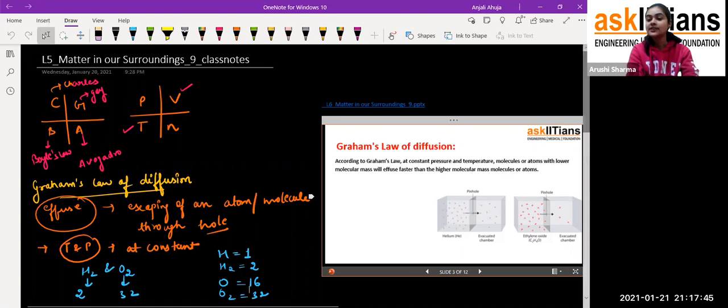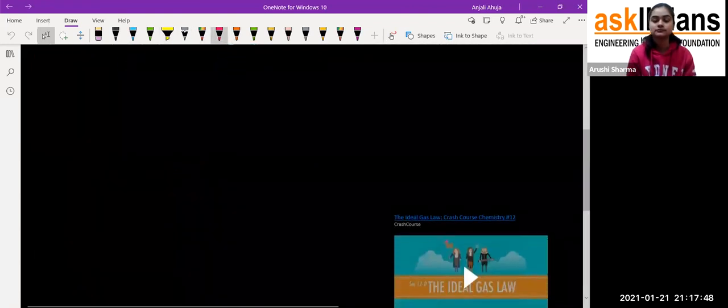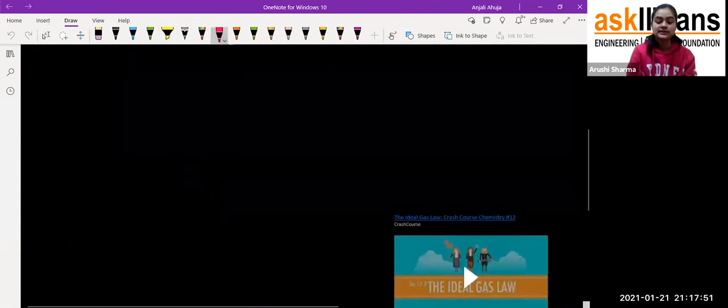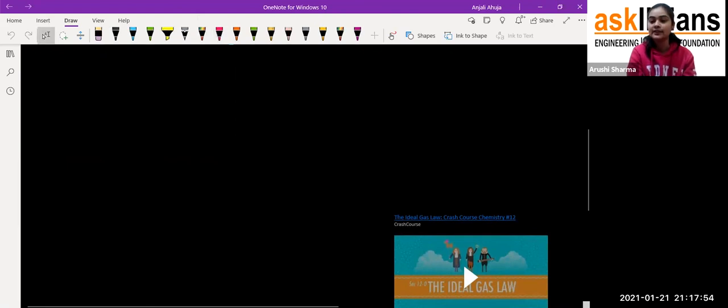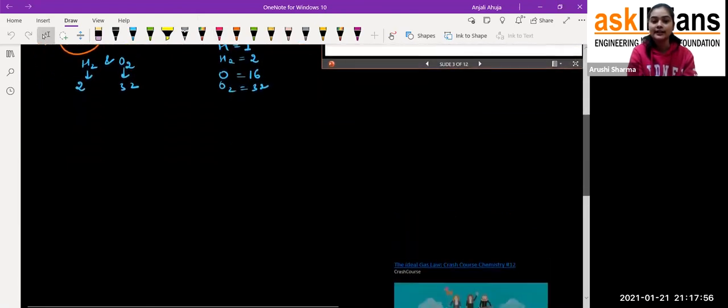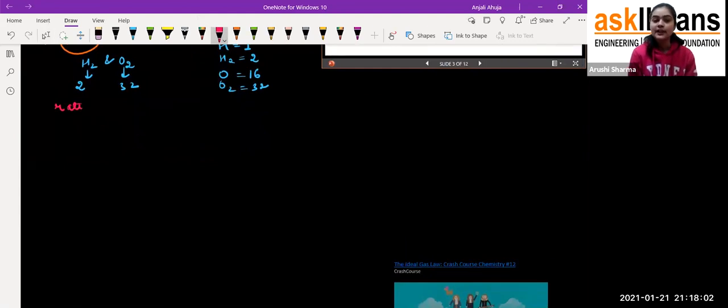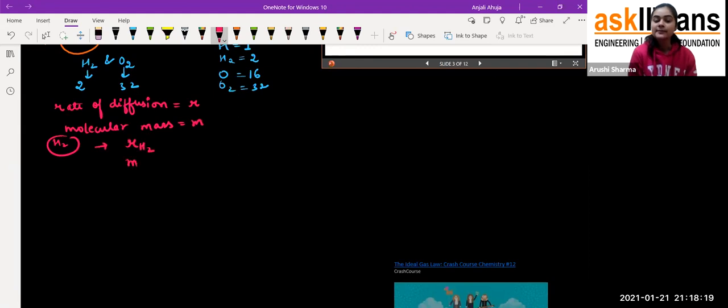Fine, student. And this law says that, just a second, students, I hope I haven't done anything wrong. Yeah, good. For example, student, say the rate of diffusion I write as R, and the molecular mass I take as M. If I talk about hydrogen, the rate will be R of H2 and the mass will be M of H2. According to this law, if the molecular mass is less, the rate will be high.